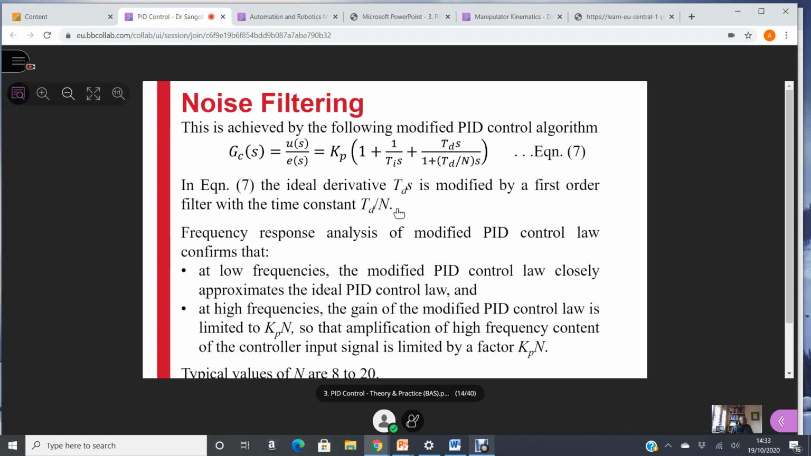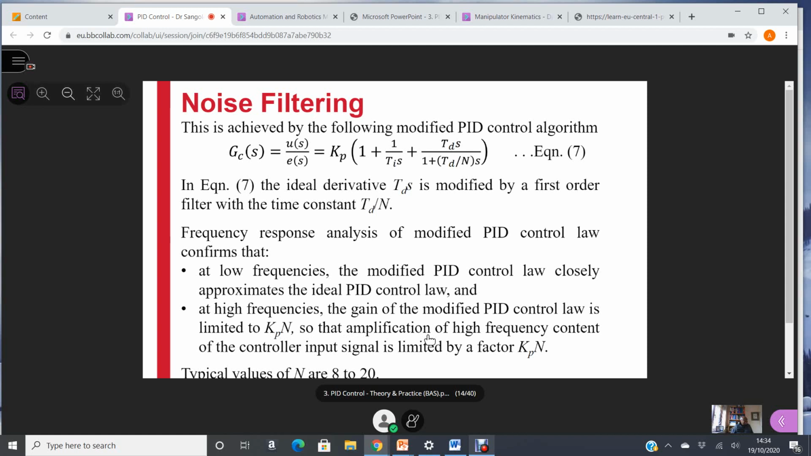And what we find then, if we look at the frequency response analysis of this modified control law transfer function, is that at low frequencies, which is where the useful content in a signal in control will be found, the modified PID control law closely approximates the ideal PID control law. So that's good. But even better is that at high frequencies, which is where the noise content in your controller input comes from, the gain of this modified transfer function at high frequency is limited to a value of Kp times N.